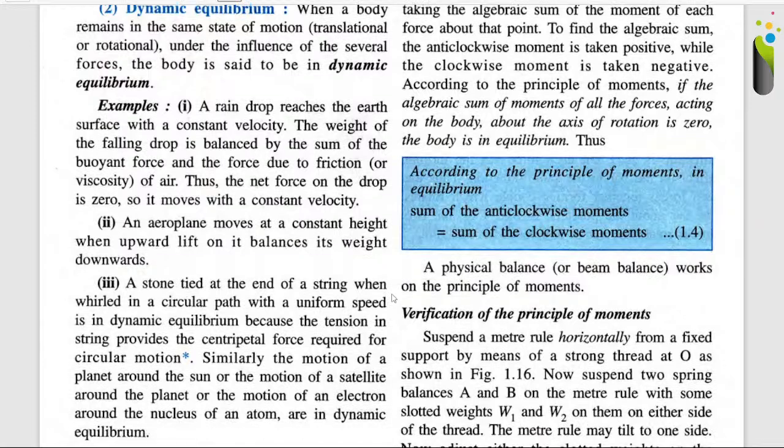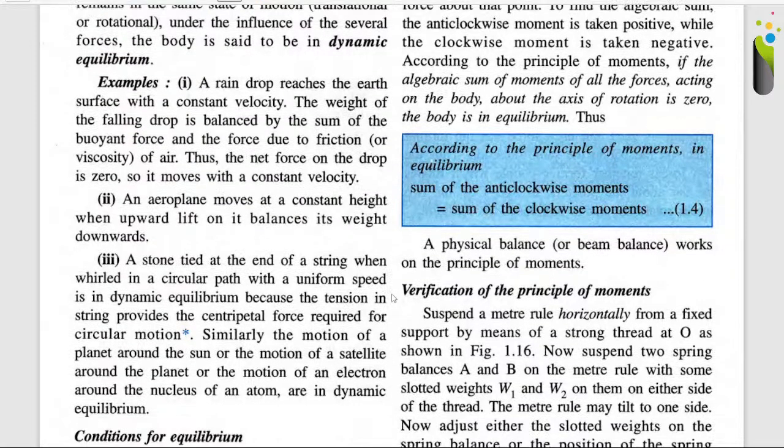Coming to the second example, an aeroplane moves at a constant height when upward lift on it balances its weight downwards. Third, a stone tied at the end of a string, when whirled in a circular path with a uniform speed, is in dynamic equilibrium because the tension in the string provides the centripetal force required for circular motion.